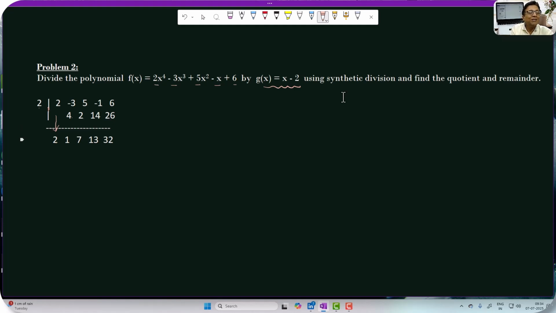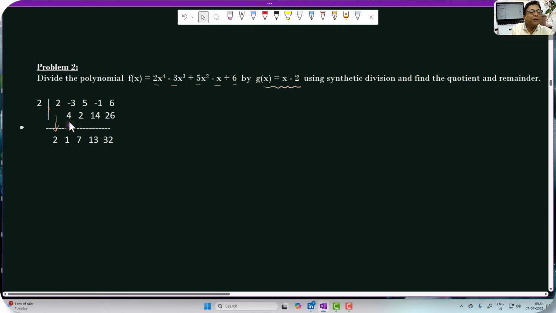Once more. So what will be our first step? You bring it down. These two, draw a line here, bring it down here. These two will go straight there. Now multiply these two by these two.